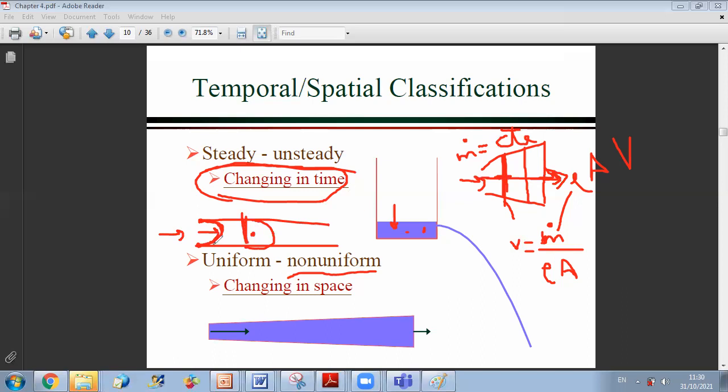Okay. So now, we already tackled uniform and non-uniform. So then we look at changing in space. Whenever we have change in velocity in space, we say the flow is non-uniform. And if the velocity is the same everywhere in the domain, then it's uniform. Okay.